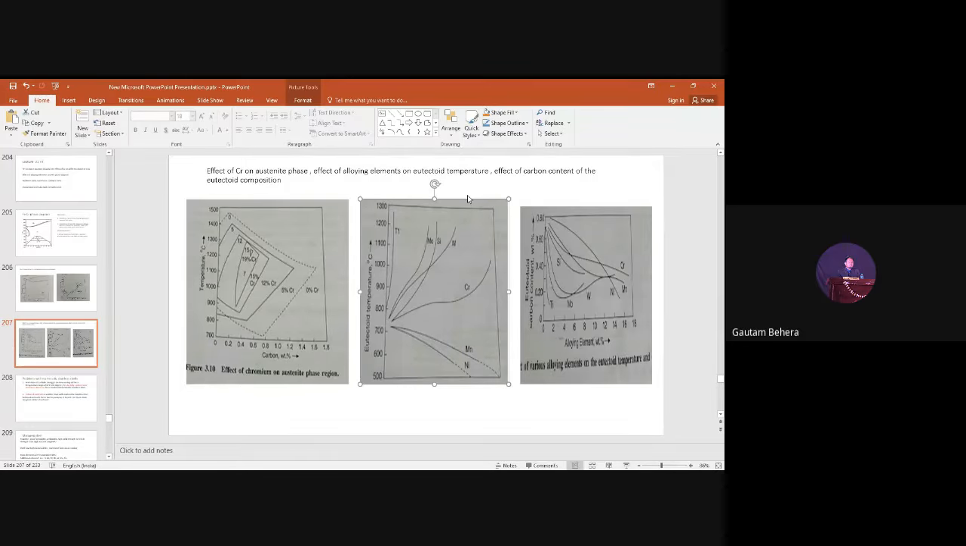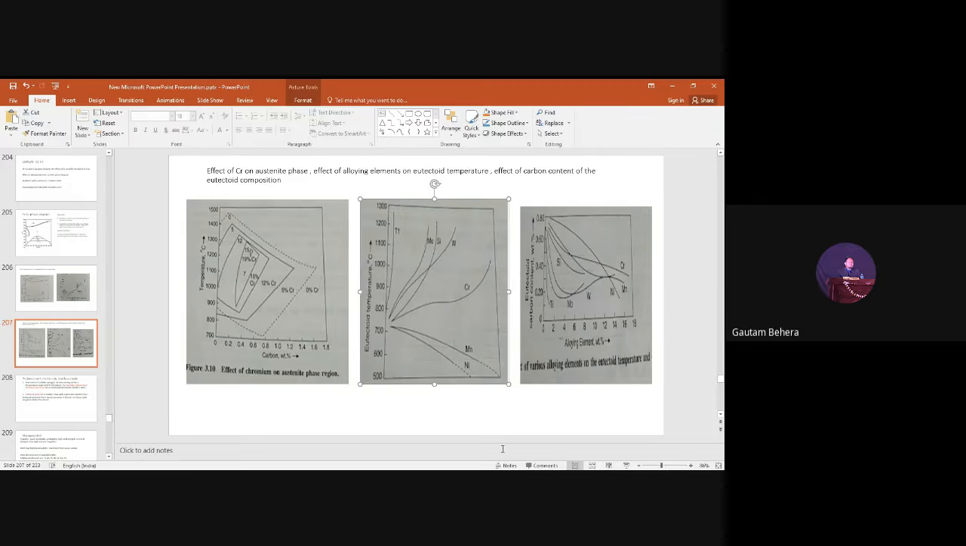What happens to the eutectoid temperature? You can call it the A1 temperature simply. Eutectoid temperature is nothing but the A1, lower critical temperature, right? So you can see the titanium effect. When we are adding titanium, it is moving up. When we are adding molybdenum, it is moving up. Tungsten, moving up. Silicon, moving up. Chromium, it is moving like this. But the moment I am adding manganese, the eutectoid temperature is going down. You can see like this. When I add nickel, the eutectoid temperature is going down.